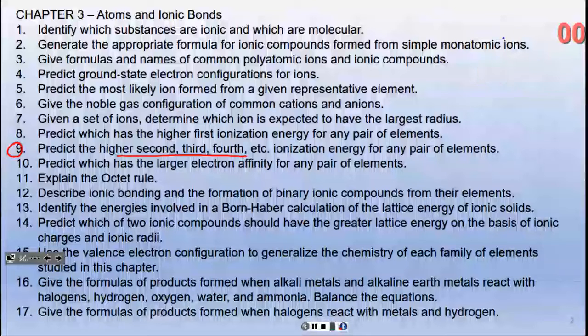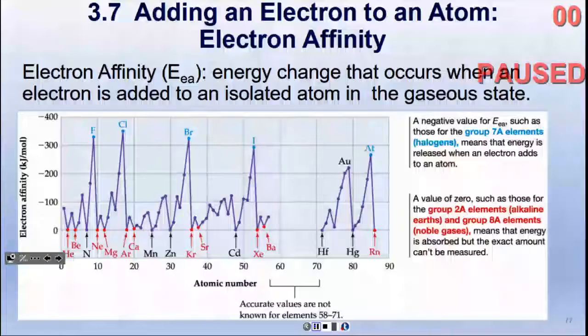All right, to begin the discussion about electron affinity, I want you to recall where we are in our learning objectives. One more down on our list here. This would be item number 10: figure out which has a larger electron affinity for a pair of elements. How is that done? So let's see.